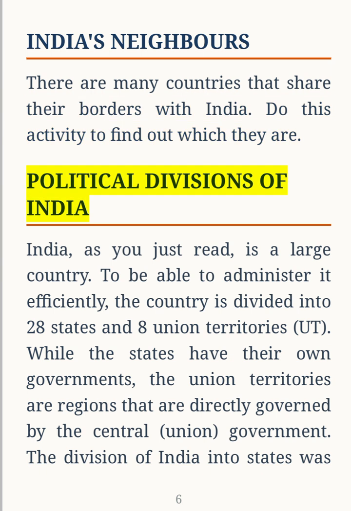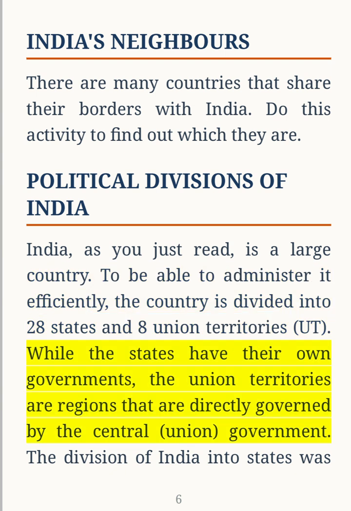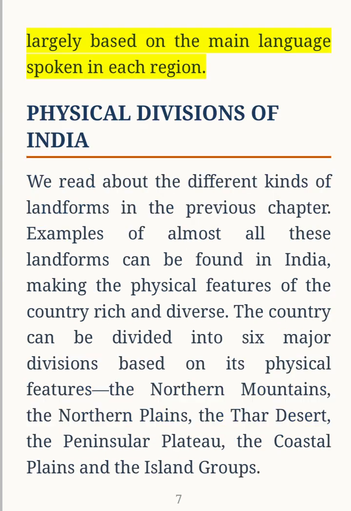Political divisions of India. India, as you just read, is a large country. To be able to administer it efficiently, the country is divided into 28 states and 8 union territories, UT. While the states have their own governments, the union territories are regions that are directly governed by the central, union, government. The division of India into states was largely based on the main language spoken in each region.